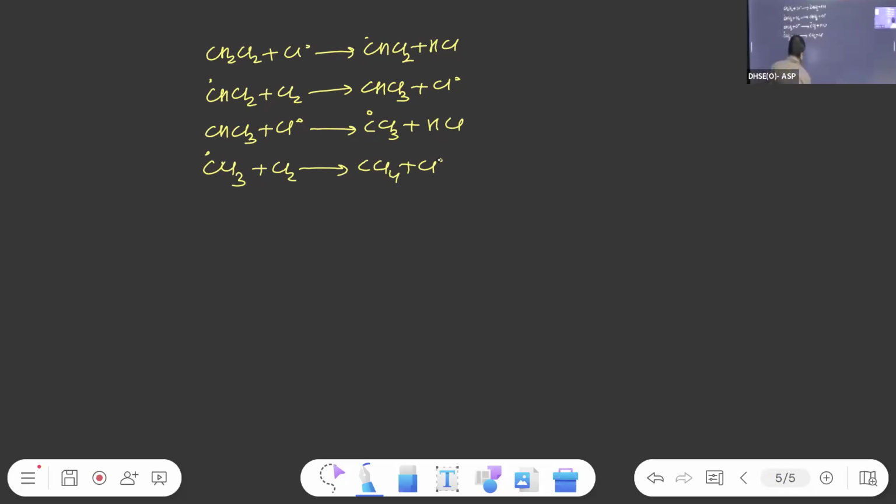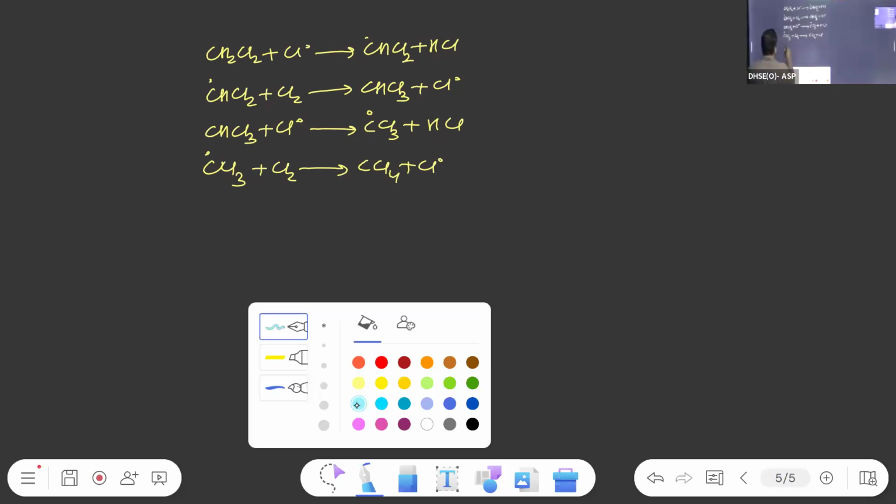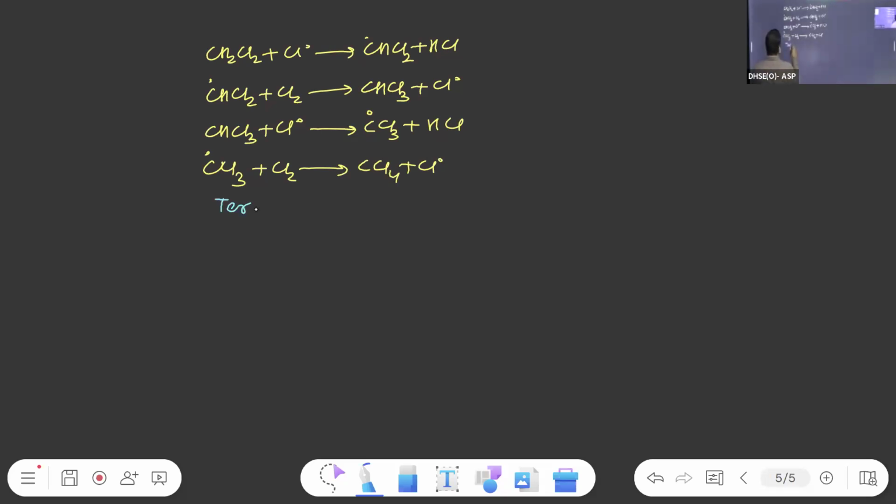So next step is termination. This is the step in which the reactions are terminated. The reactions are terminated when two free radicals are combined.